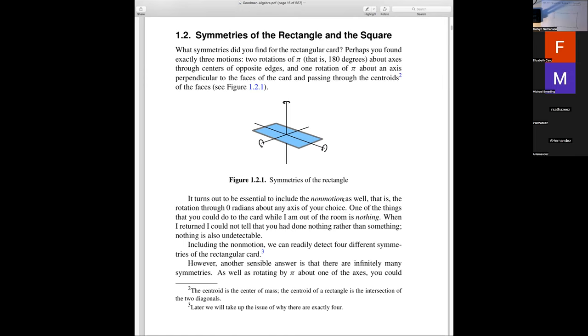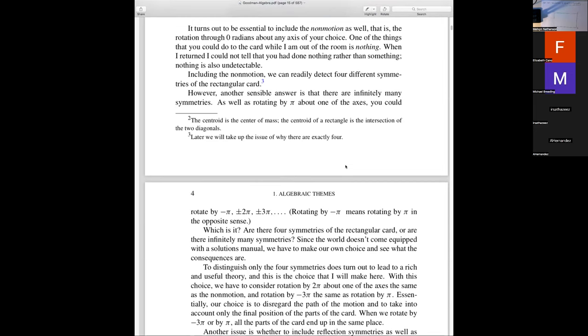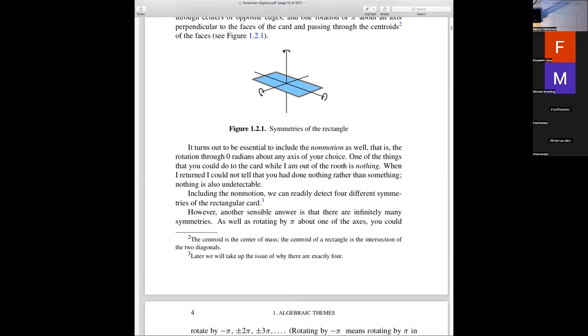That means you take the card, you don't move it at all. So it's like a rotation of 0 degrees, because when you rotate 0 degrees, you're not rotating. So we have four different symmetries. Now, there's an interesting question, because suppose you take your card and you rotate it around an axis by 180 degrees or by pi. Well, suppose you rotate it 3 times around. That brings the card back to the same position exactly. And you can ask whether those should be counted as different rotations or the same rotation.